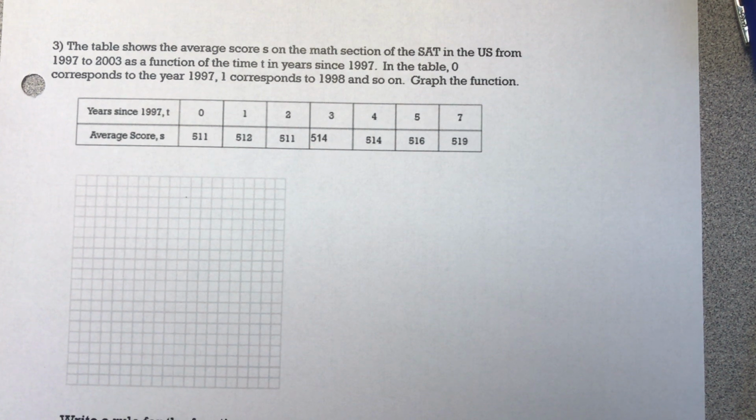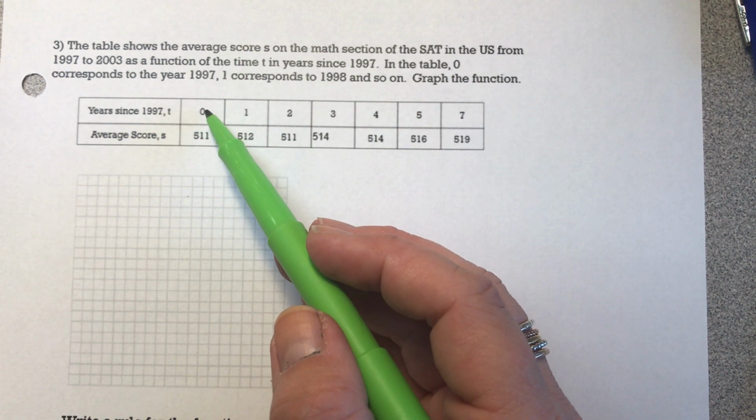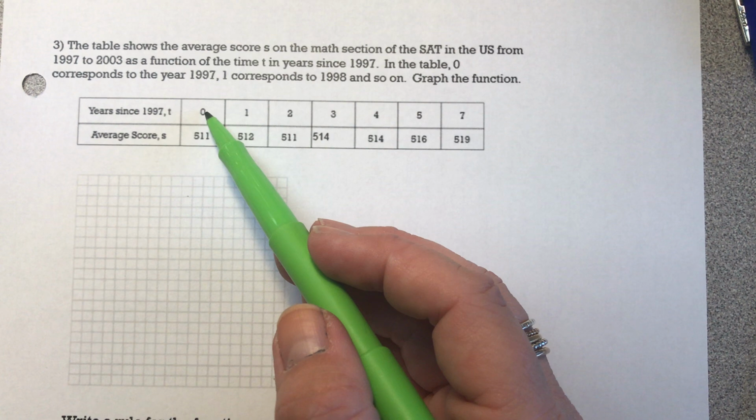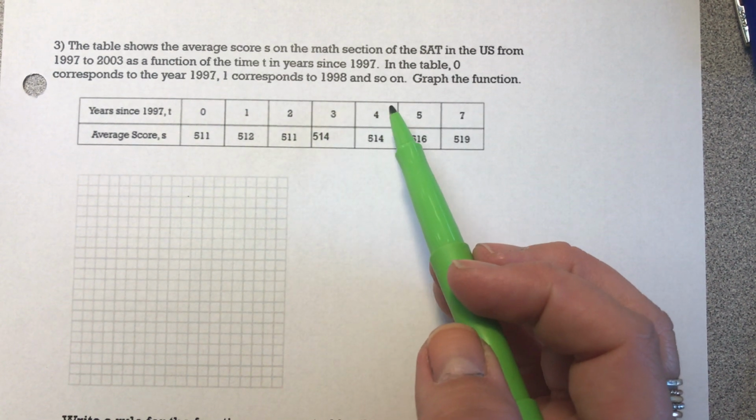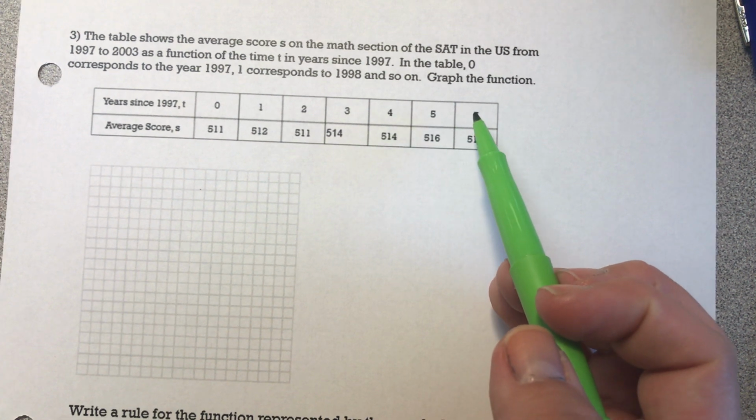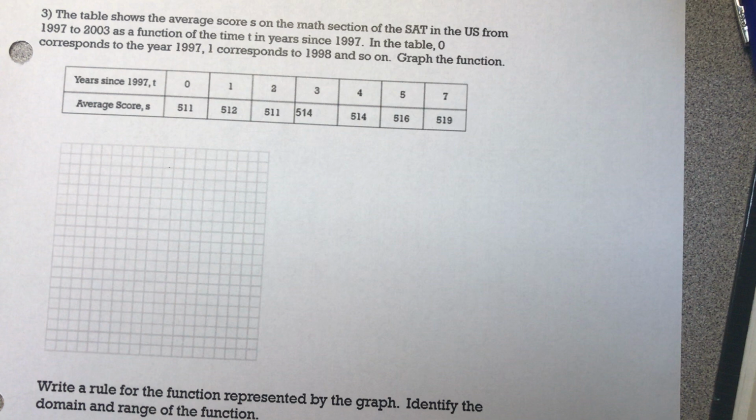Okay, so in the table, 0 corresponds to 1997, right? Because if you think about it, if it's 0 years since 1997, then it's 1997. So this would be 98, 99, 2000, 2001, 2002, 2003. Okay, so let's look at how to graph this.